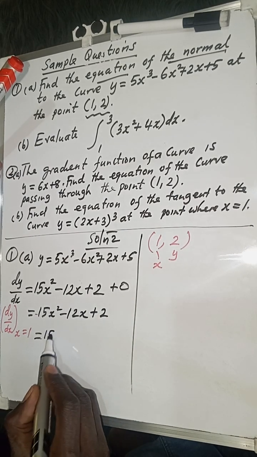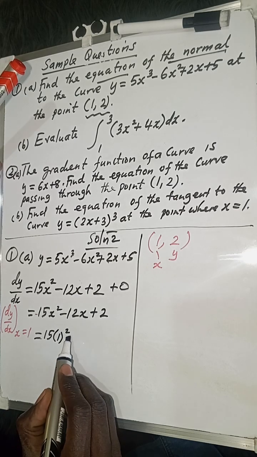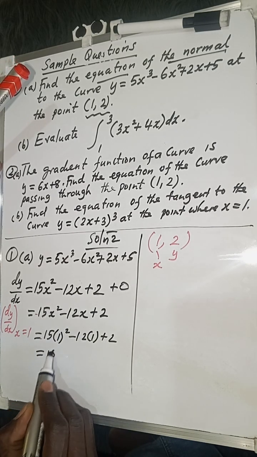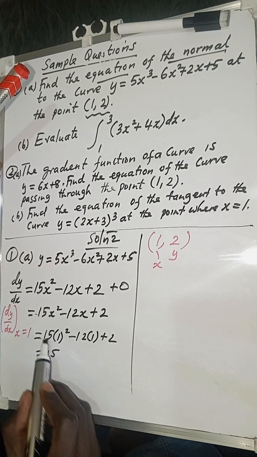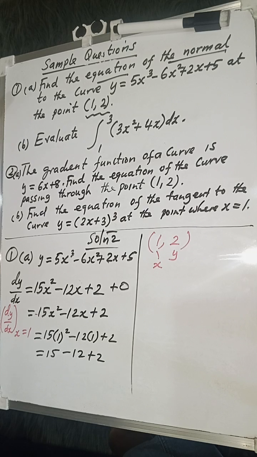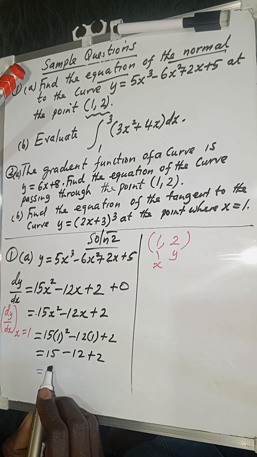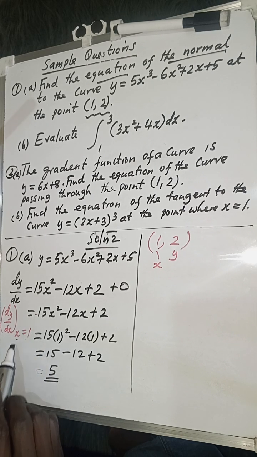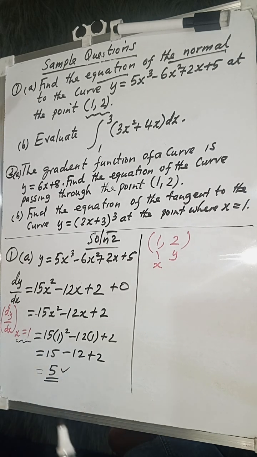So it will be 15 multiplied by 1 raised to the power 2 minus 12 times 1 plus 2. So 1 raised to the power 2 is 1, times 15, 15. That would be 12 plus 2. So if you were to do 15 minus 12 plus 2, you can still follow your BODMAS, very important. It will give us a 5. So meaning that when x is 1, the gradient is simply 5.